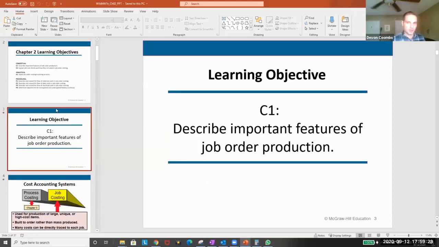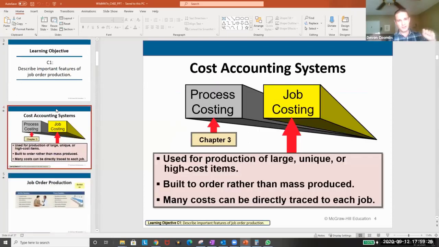So what's the importance of job order production? We have two thoughts here, process costing and job costing. What are the differences? And this is from manufacturing. Process costing is when we're talking about very standard products. What do we mean by standard product?